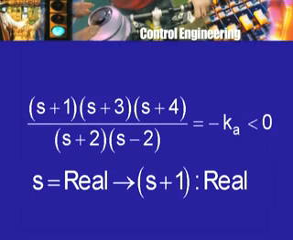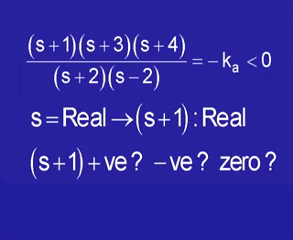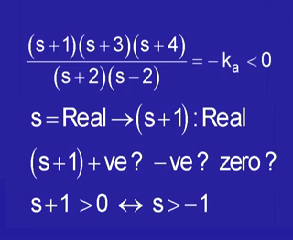So on the real axis there are some poles and zeros, we will exclude them. We will choose points other than the poles and zeros on the real axis. In that case, each one of these factors is either a positive real number or a negative real number. Fine. Now look at the factor s plus 1. When will s plus 1 be positive? s plus 1 will be positive when s plus 1 is greater than 0, or s is greater than minus 1.